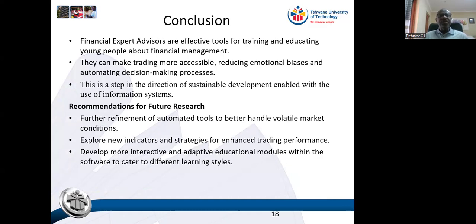So in conclusion, financial expert advisors are effective tools for training and educating young people about financial management. And the essence is to make trading more accessible, reducing emotional biases and automating the decision-making process. Therefore overcoming human limitations such as tiredness, having your mind wander here and there. So you have the system that will assist in this regard.